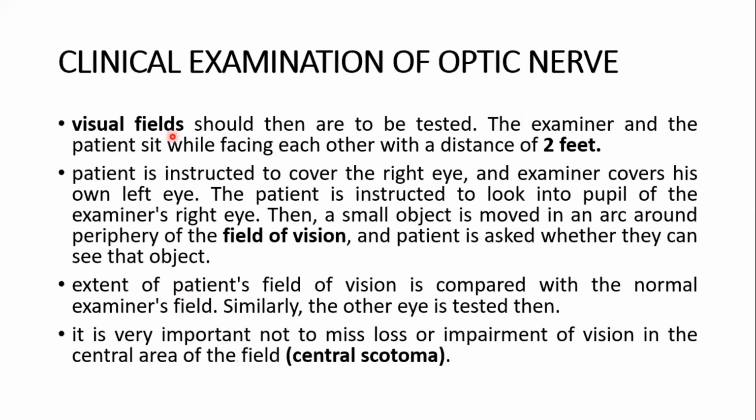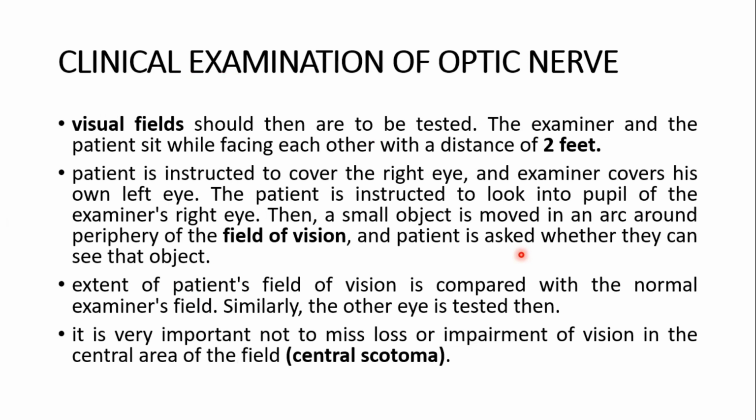Then the visual fields are also to be tested. The examiner and the patient sit facing each other at a distance of 2 feet. The patient is instructed to cover the right eye and the examiner covers his own left eye. The patient is instructed to look into the pupil of the examiner's right eye. Then a small object is moved in an arc around the periphery of the field of vision, and the patient is asked whether they can see the object. The extent of the patient's field of vision is compared with the normal examiner's field, and similarly the other eye is tested.